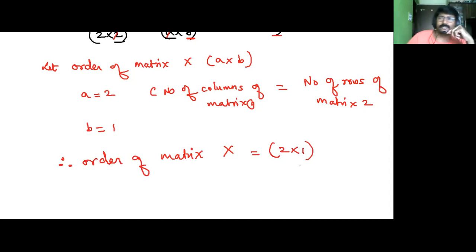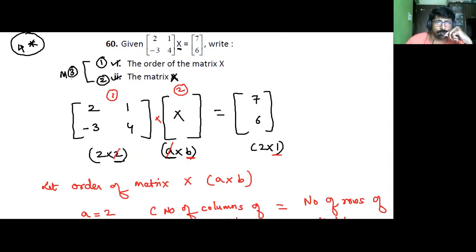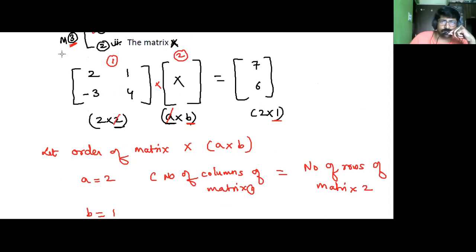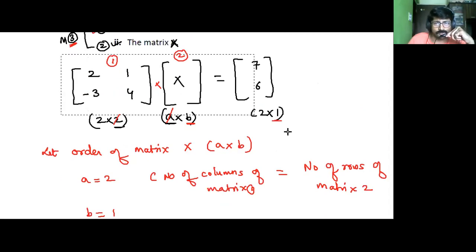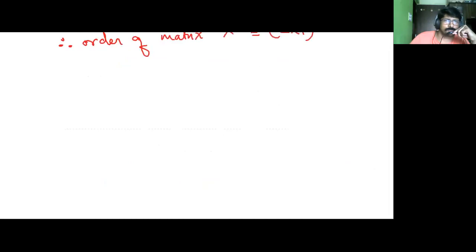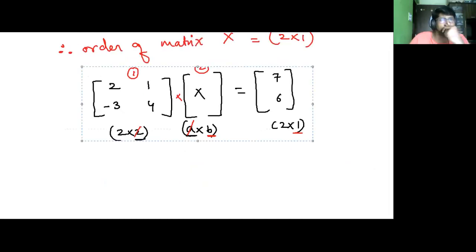Anyone has any doubt till here? So how to write the answer, the order of the matrix X? I hope you got that, isn't it? So the first mark is in your pocket. Now how are we going to get the matrix X? So simple. Look at this. I'll just copy paste this particular step so that we can move a little faster. One second. I'm just copying and pasting the answer. Okay. Paste.